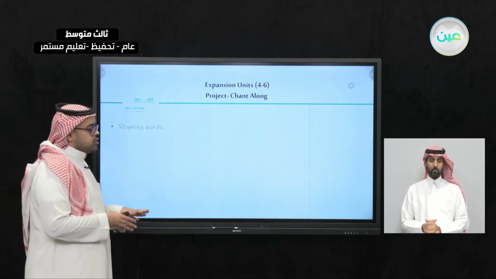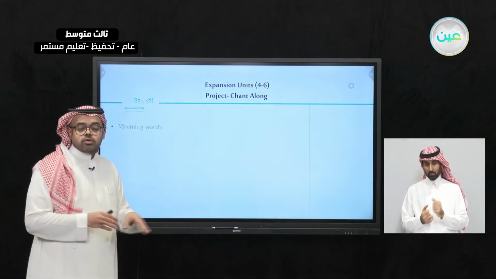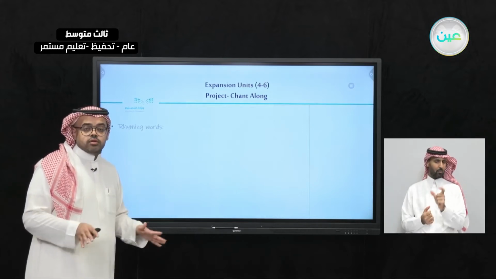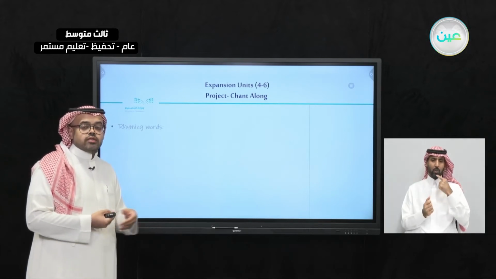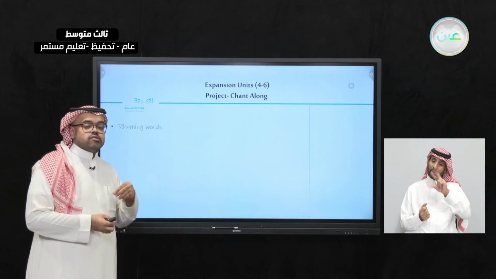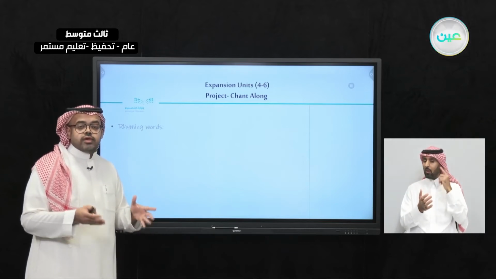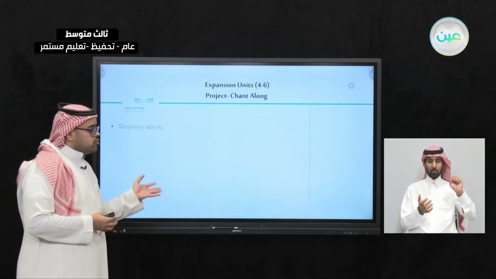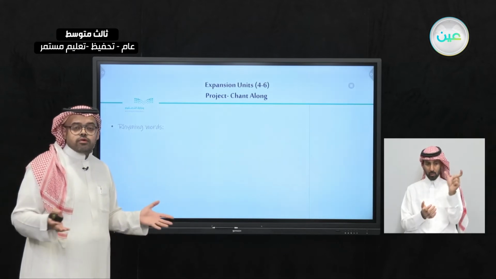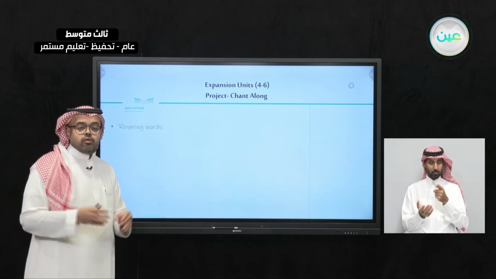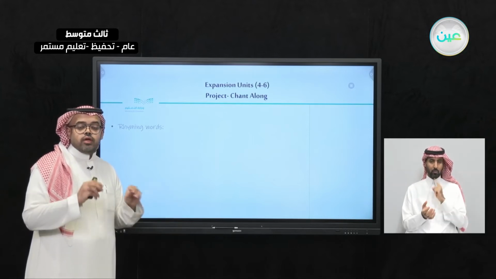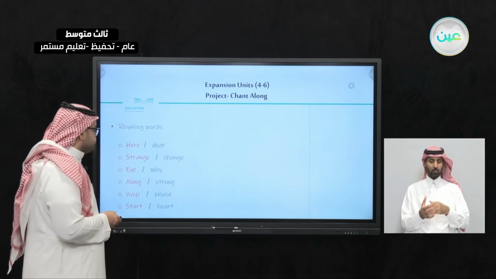Now, while reading this chant, we have come across certain rhyming words. And I will remind you again, what do we mean by rhyming words? Words that end with the same sound. So here I have listed a group of rhyming words. Let's read them together, and you will see how each one of these words ends in the same sound.